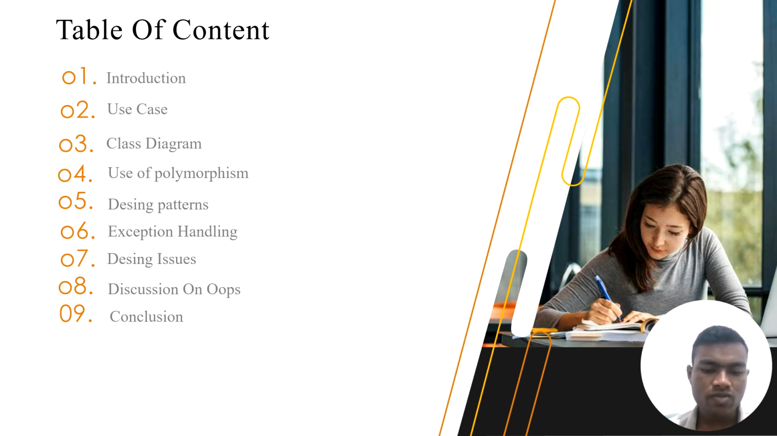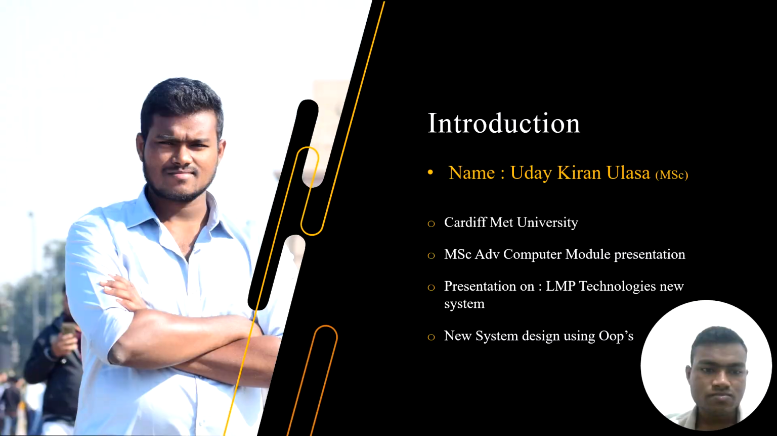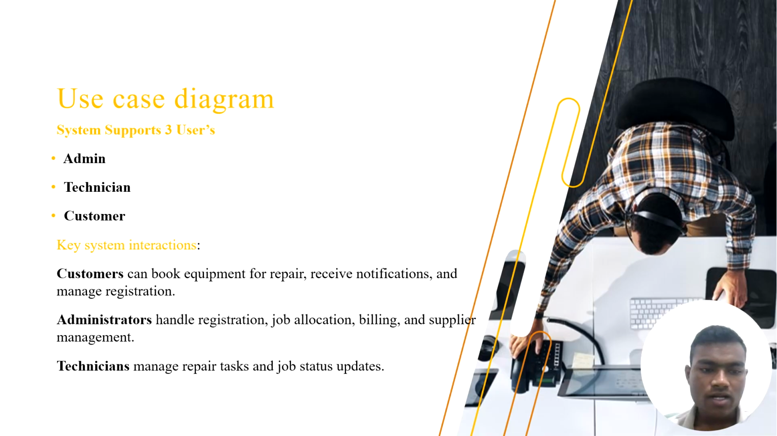Then I will move to class diagrams and explain the structure, and after that I will discuss polymorphism, design patterns, exception handling, design challenges, OOP reflection, and finally the improvements I made for the reassessment. Let's go to the use case diagram.